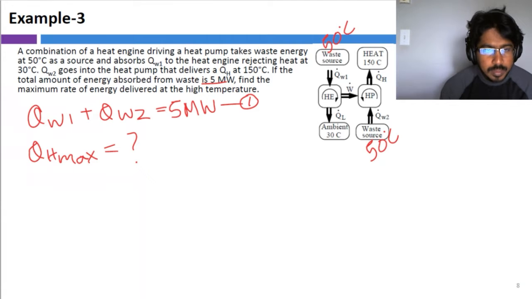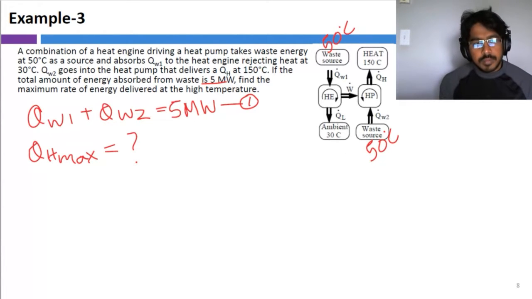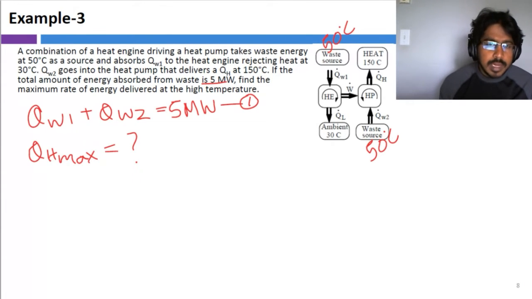Are we clear about the question, what it is trying to ask from us? I hope everybody is following. Awesome. So when it says maximum heat output to the high temperature, we know that the maximum heat output for a given work can be produced by a Carnot heat pump, right? So the heat pump on the right-hand side is going to be a Carnot heat pump if we want to achieve the maximum heat input at the high temperature.